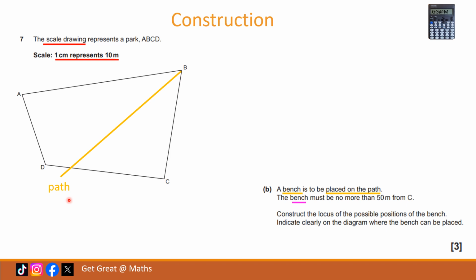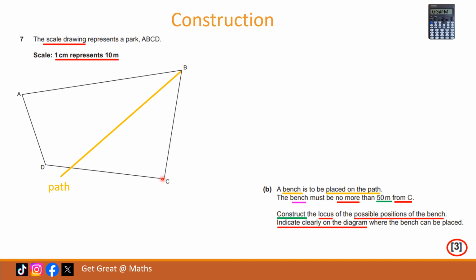Then we've got to say that the bench must be no more than 50 metres from point C. So here is point C, so it must be 50 metres from this point here at C. And then you're going to construct the locus of the possible points of the bench, and you must clearly indicate this on your diagram for 3 marks.